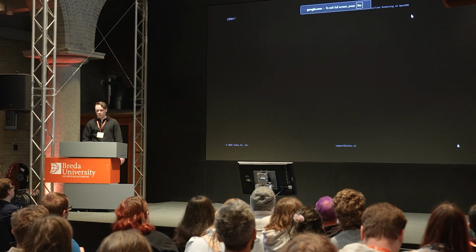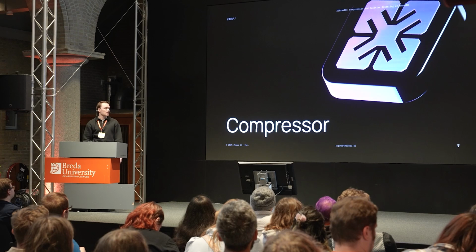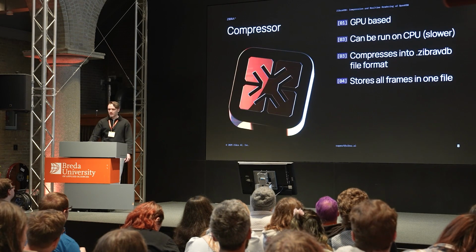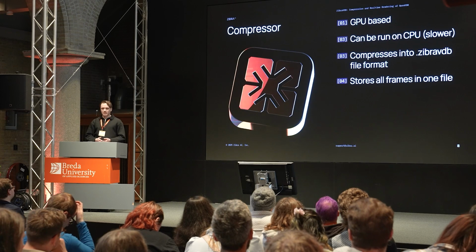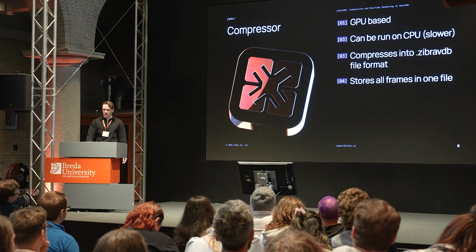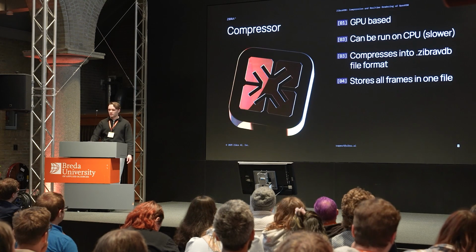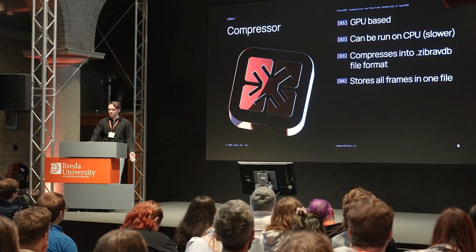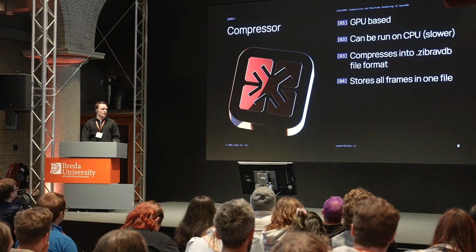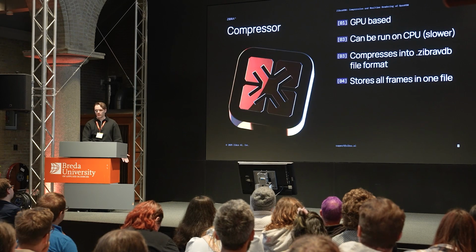And now let's go into more detail and see how it works under the hood. So first, the compressor. Our compressor is GPU-based, so it's really fast. It can also be run on CPU, but that's more for offline use cases, when, for example, you have many render farms and you want to render offline, then you need to run it on CPU, but in most cases you use the GPU. As I said, we compress the whole sequence into one file. This is just more convenient to work with.